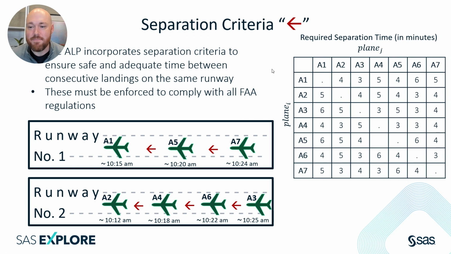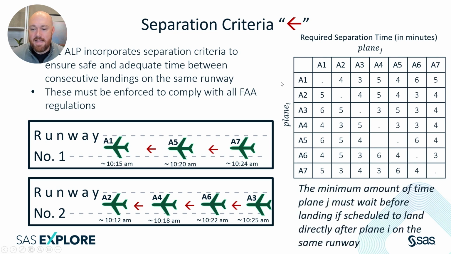So the way that I like to think about this separation time matrix, and the way I like to interpret the elements inside of this matrix, is that it's the minimum amount of time that plane J must wait before landing if scheduled to land directly after plane I on the same runway. So let's take, for example, plane A1 and A5. If plane A1 lands exactly on its target landing time of 10:15, well, row A1, column A5, we have to wait 4 minutes before plane A5 can land.